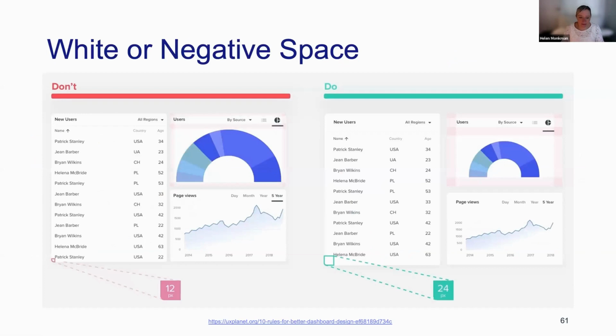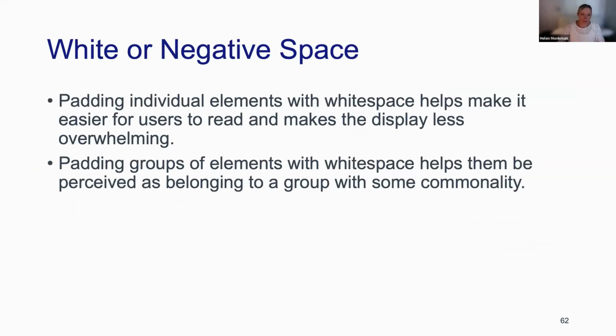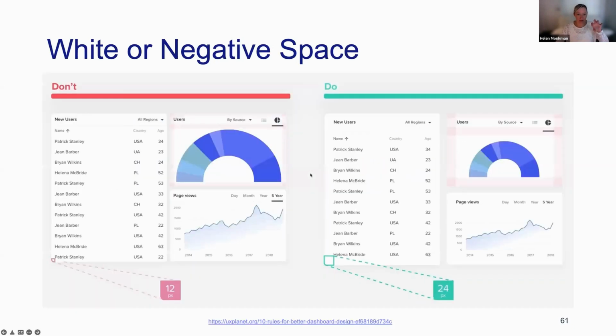Using white and negative space is quite important. So giving padding to things. So here we have less padding. Here we have more padding, just to give things a little bit of room to breathe visually. And it's going to make it easier to read. It's also going to make it less overwhelming, and it's going to associate them as a group. So it's going to be easier to tell that this is separate from that, essentially.